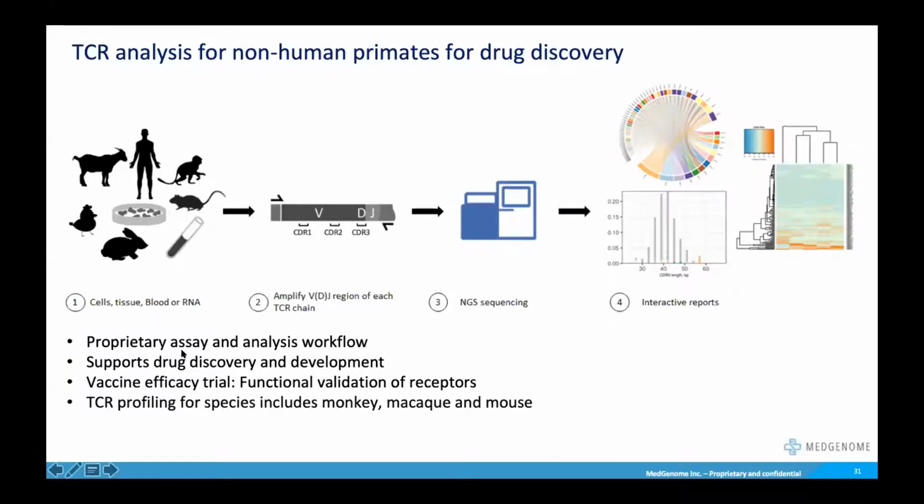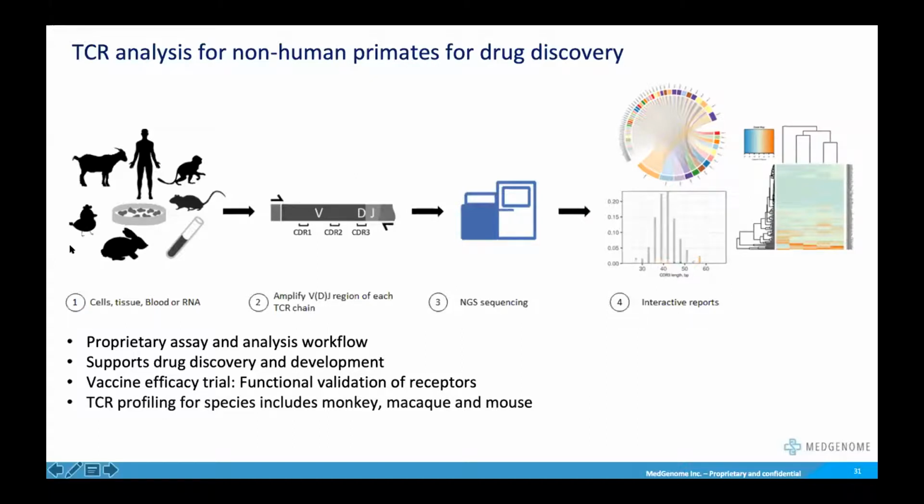We've also developed proprietary assays for profiling the TCRs, not just in humans, but also non-human primates, such as monkey and the macaque. This is very important, as these assays can now support drug discovery and development efforts, but also vaccine efficacy trials, because TCR clonotypes can expand in a disease, and the ability to clone the receptors and validate them functionally expedites your drug discovery or vaccine efficacy trial as well.